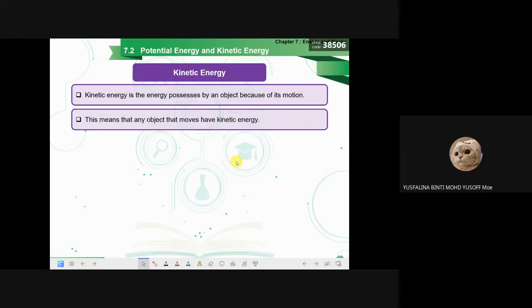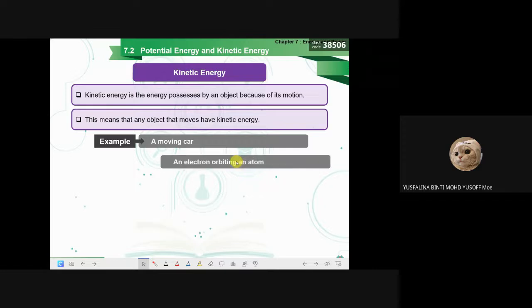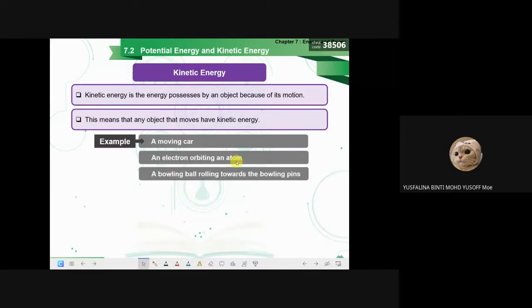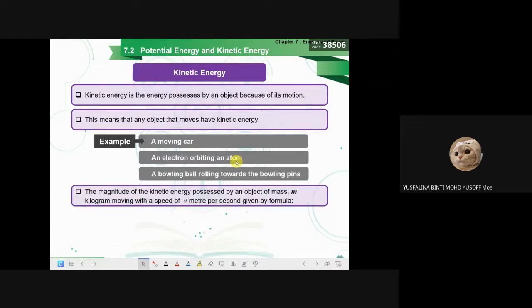Kinetic energy is the energy possessed by an object because of its motion. This means that any object that moves has kinetic energy. For example, a moving car, an electron orbiting an atom, a bowling ball rolling towards the bowling pins. These are examples of situations that use kinetic energy.